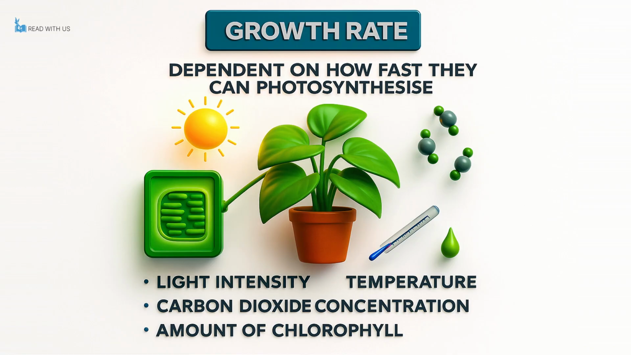Because glucose is so vital to a plant's metabolism and overall health, the speed at which a plant can photosynthesize directly influences how fast and well it can grow. Therefore, in our next video, we will explore in detail the different factors that affect the rate of photosynthesis, including the intensity of light, the ambient temperature, the concentration of carbon dioxide in the air, and the availability of chlorophyll within the leaf tissue.